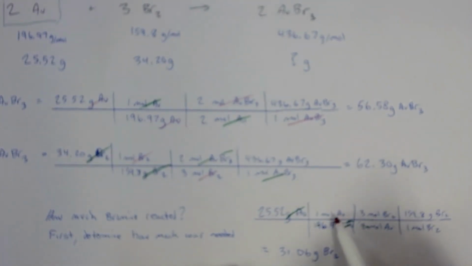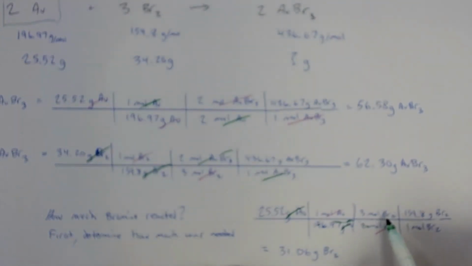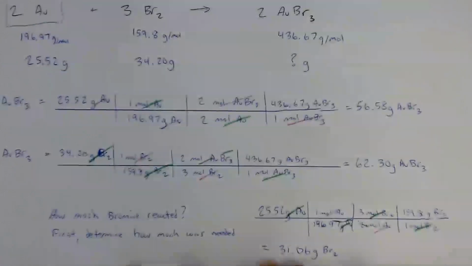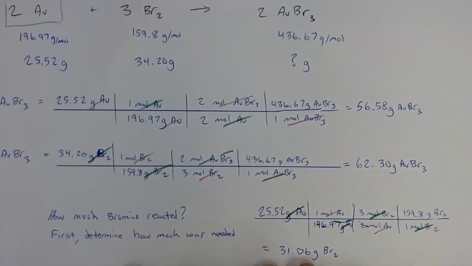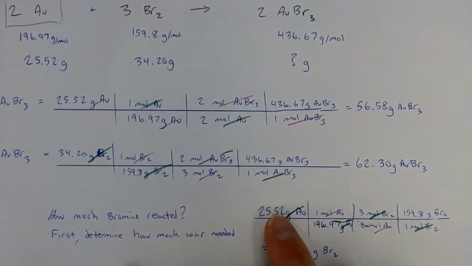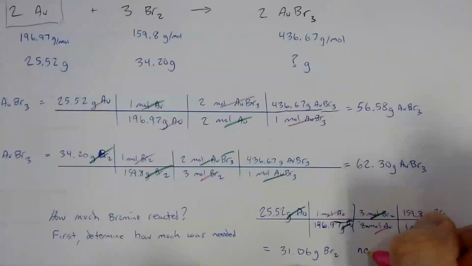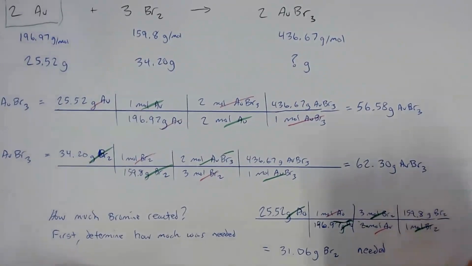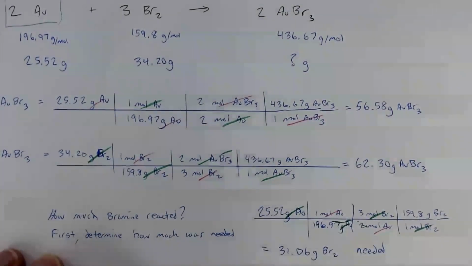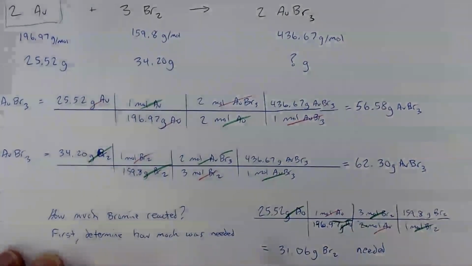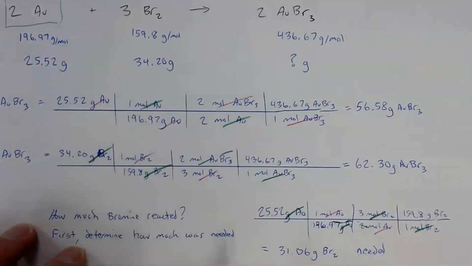That allowed me to cancel moles of gold, and then eventually I canceled moles of bromine with the molar mass, and I got, it's a little bit fuzzy, 31.06 grams of bromine were needed to fully react the 25.52 grams of gold. So this is an amount that is needed. Okay, so the question is, how much of the bromine, the excess, is left over?